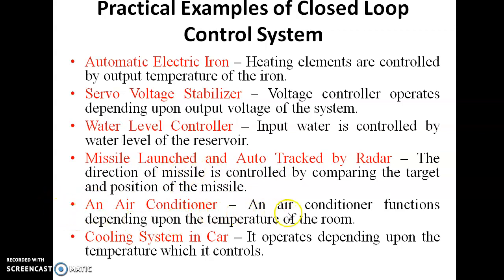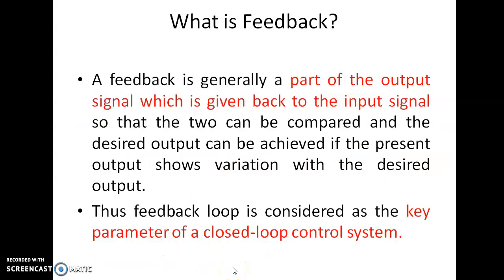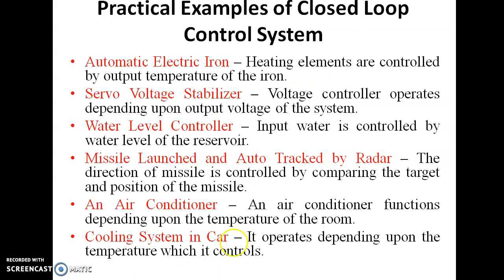And the air conditioner. Here the output, which is the room temperature, is measured with the help of a temperature sensor, and it is given through feedback to the summing point, and depending upon that it will generate an error, and the room temperature is maintained constant by releasing hot air or cool air, depending upon requirement. The cooling system in a car is also an example of a closed loop control system. It also controls the temperature inside the car, because there is a temperature sensor present in the feedback, and it will maintain the output constant as the expected, desired or required output.